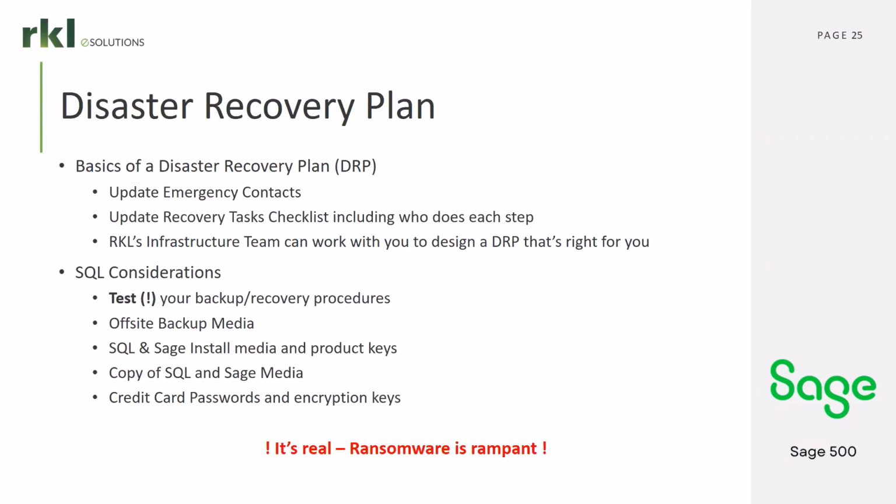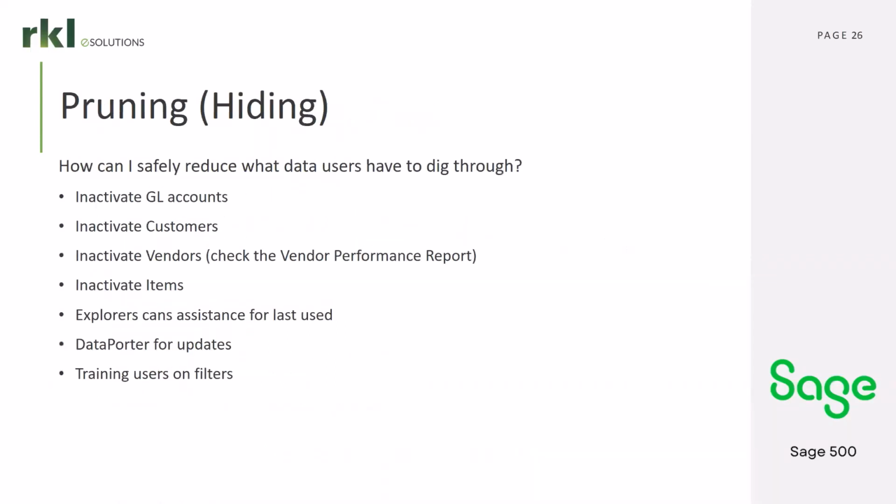A good way to test your disaster recovery plan is to run through your process using your test environment, as if it was going to be your restored production environment. And make sure that you have your SQL and Sage install media and product keys handy. And also, if you use credit cards, make sure you have your master password and encryption keys.